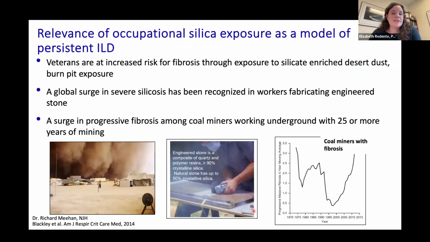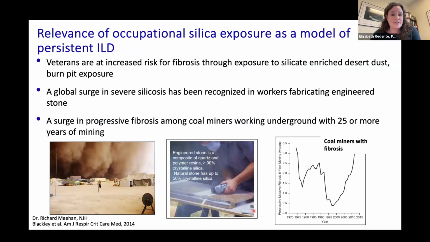The last model that I want to briefly talk about is another model of persistent disease, and this is really the relevance of occupational silica exposure. We know that our veterans are at increased risk for fibrosis and other airway-centric diseases through their exposure to silicate-enriched desert dust and burn pit exposure. Additionally, there's been a global surge in severe silicosis recognized in workers dealing with fabricated and engineered stone, for example, granite countertops.